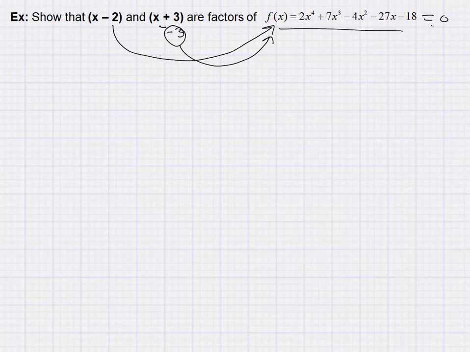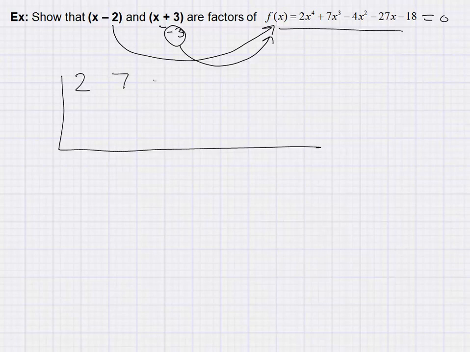But what I can also do is divide by each one of these to find whether or not it's a factor, but that can also tell me whether or not the next one's a factor, because I might get that one out of the division as well in my quotient. So let's do that.